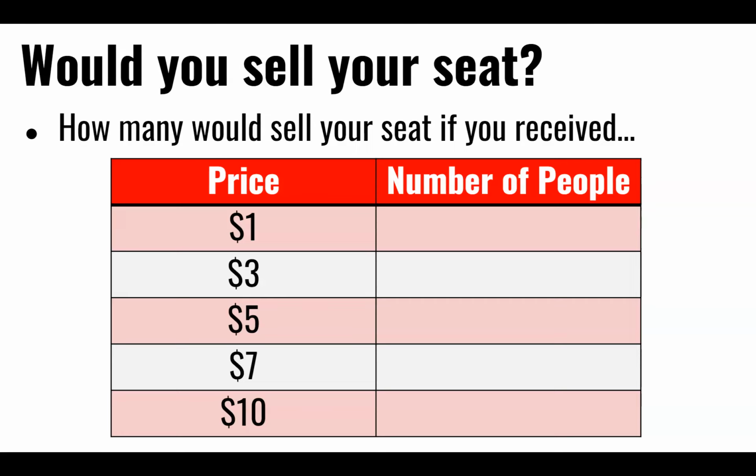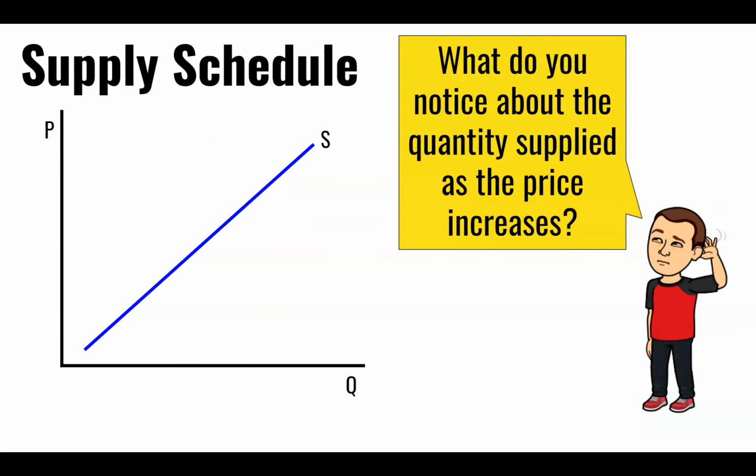And so we could plot this out too. This is our supply schedule. We could plot this out on a graph, and again, vertical is the price, horizontal is the quantity. What do you notice about the quantity supplied as price increases? If you're looking at this, you'll see that the quantity supplied is increasing. As the price rises, I'm willing to make more product available to consumers.